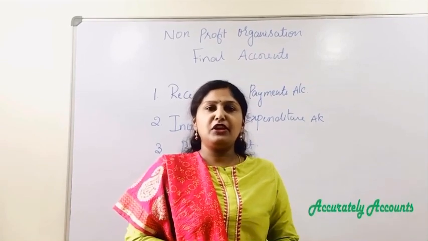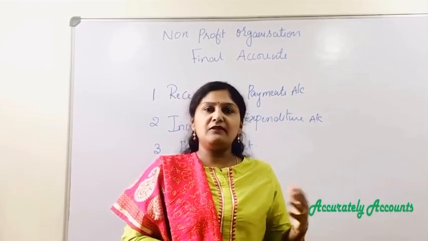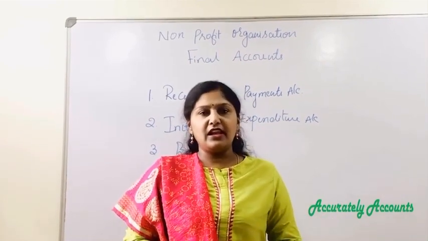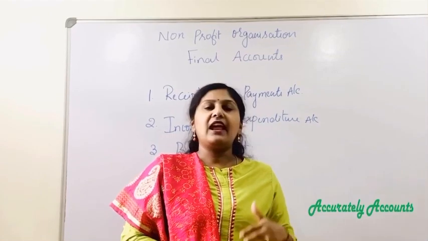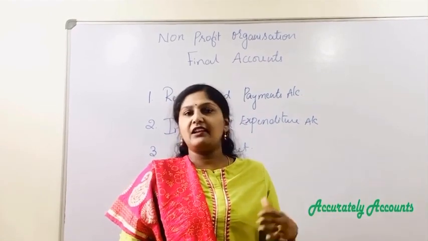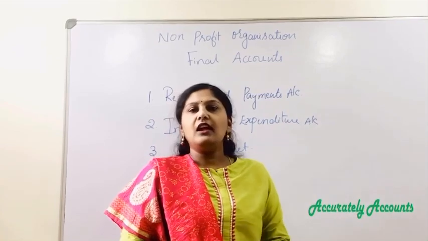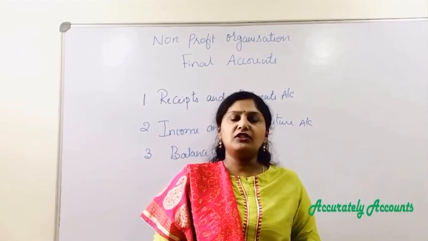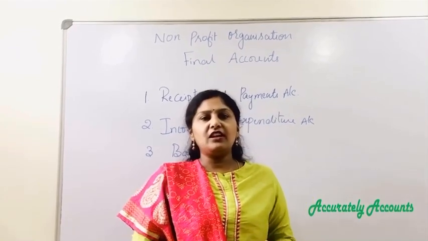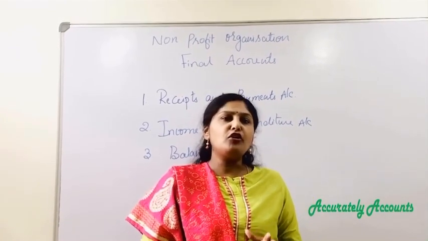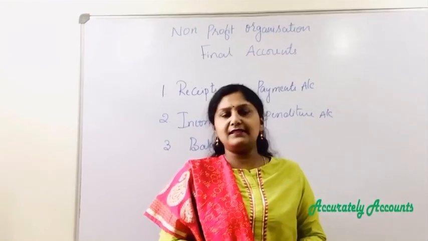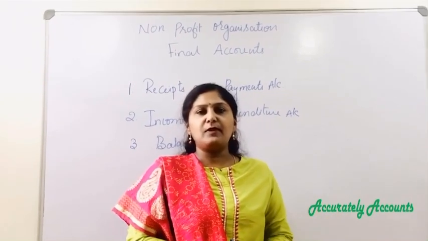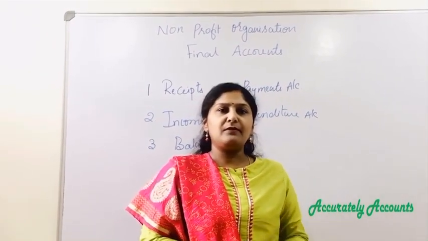You have learned the meaning of capital items and revenue items in my previous video. Capital items are non-recurring in nature, whereas revenue items are recurring in nature. So all the capital receipts and revenue receipts, capital expenses and revenue expenses are considered in the receipts and payments account. Why exactly are these accounts prepared? Generally the receipts and payments accounts are prepared in order to find out the closing cash balances.